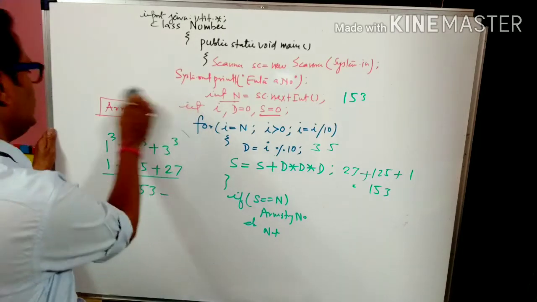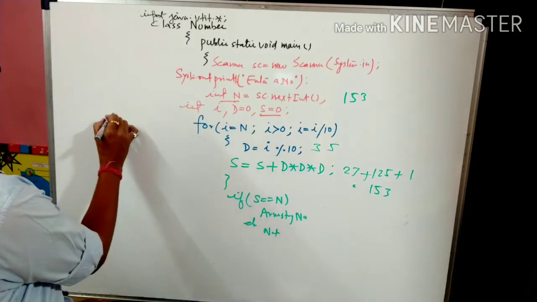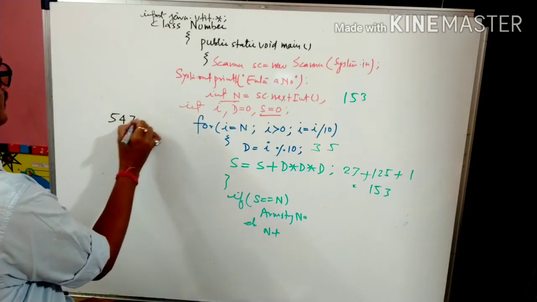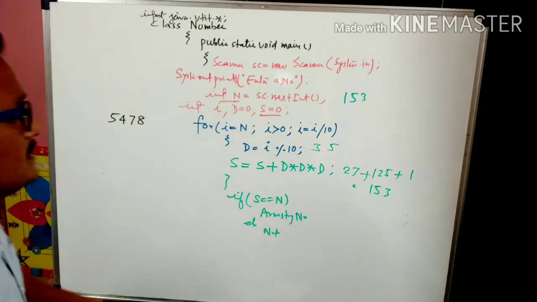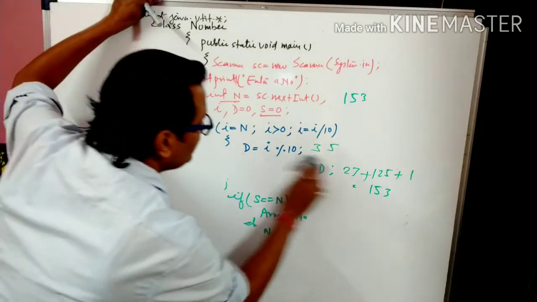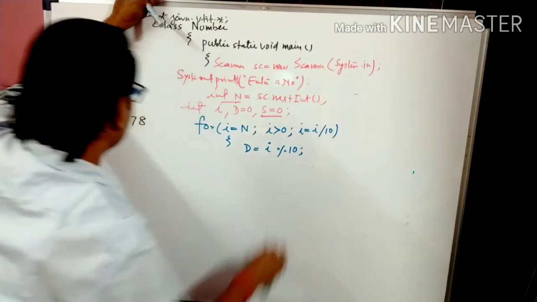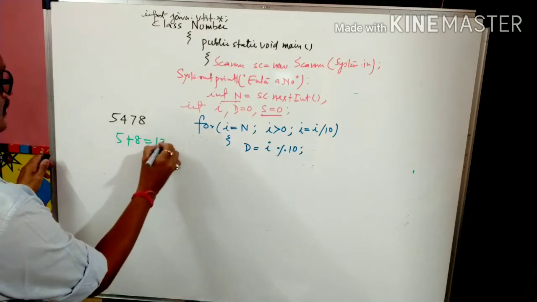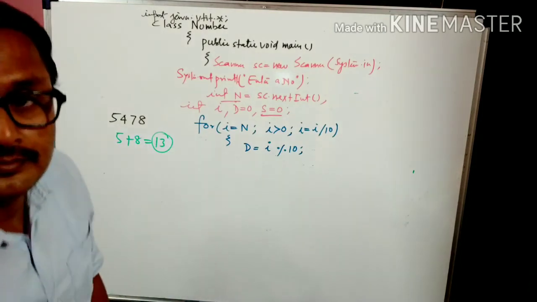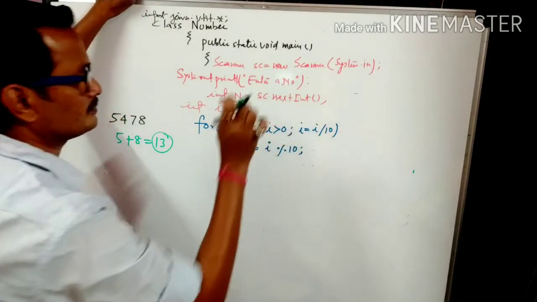Now next question is, suppose we input here 5478. We have to add first and last digit. What we have to add? We have to add first and last digit. So your answer will be 5 plus 8 is equal to 13. No need of this one.